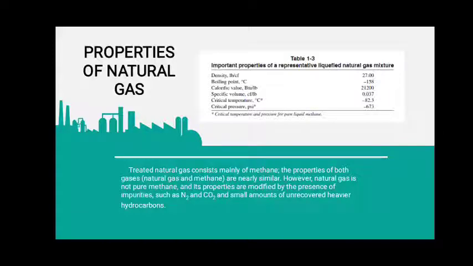Next is properties of natural gas. Treated natural gas consists mainly of methane. The properties of both gases, natural gas and methane, are nearly similar. However, natural gas is not pure methane, and its properties are modified by the presence of impurities such as nitrogen and CO2, and a small amount of unrecovered heavier hydrocarbon.